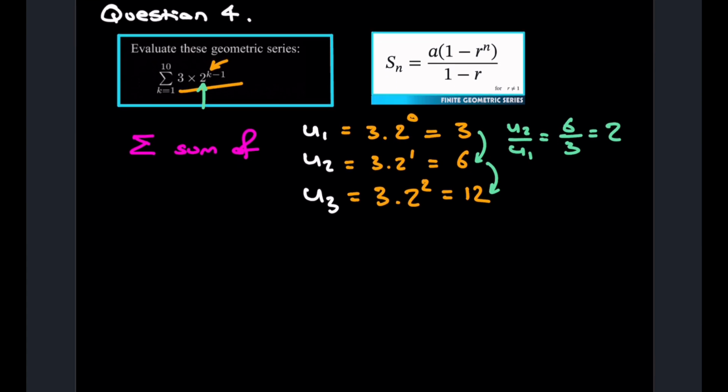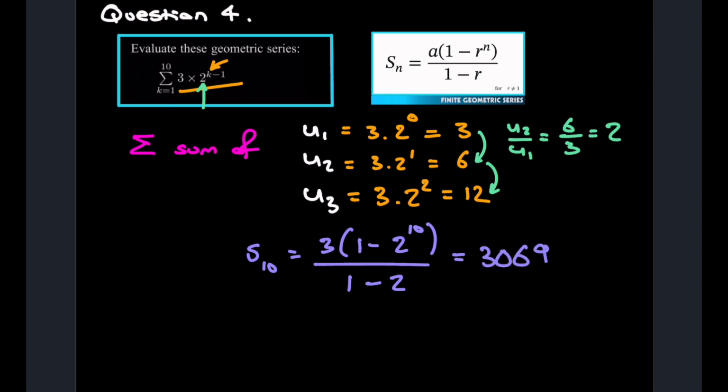So we've got the sum of 10 terms is equal to the first term, which is 3, open brackets, 1 minus the r to the power of 10, close brackets, over 1 minus 2 equals, and I'll just put that into my calculator now, 3069. And that is the end of that style of question.